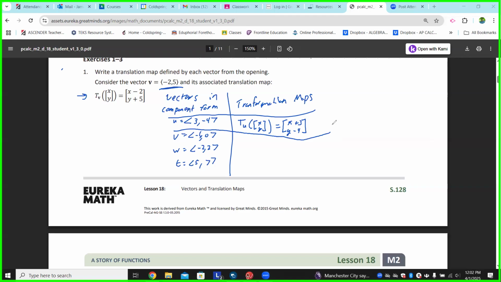So any questions on how to write a transformation map? It's pretty much the same setup. The only thing that's going to change is whatever the vector's name is, and then whatever the actual vectors are that are moving. Is there any questions there? Yes, what do you got?